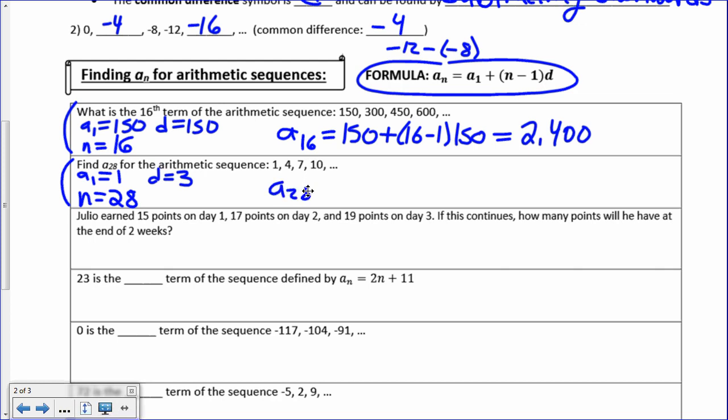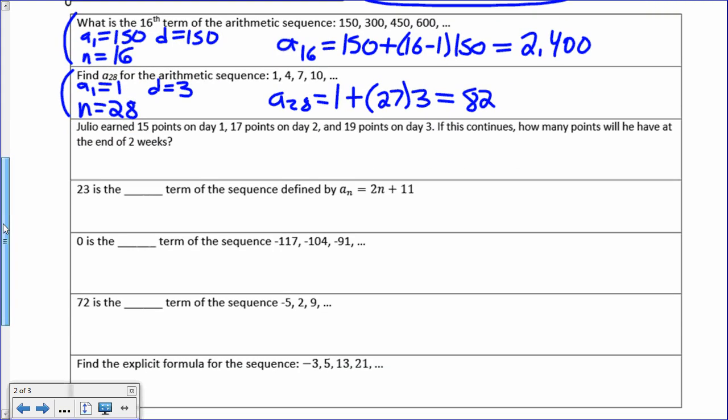A sub 28 equals the first term plus, what was that? I'm just going to go ahead and write 27. I can do that mental math. 28 minus 1, 27. And you add those together. What do you get? You should get 82. Alright, so everybody see how we do that with the formula?